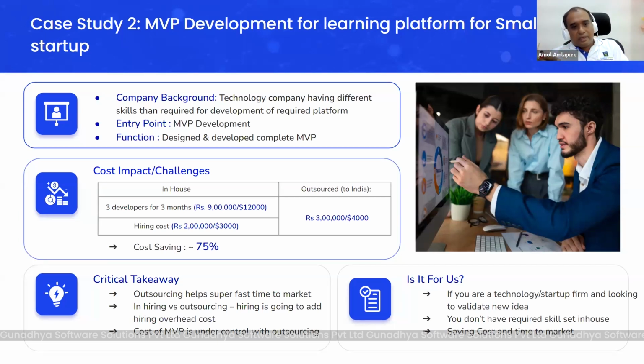So is this case for you? If you are a technology firm or a startup looking to validate a new idea with an MVP, and the required MVP skill set is not present in-house, and obviously developing the MVP with fixed cost and time to market is important, then I think you should definitely go for outsourcing of MVP development to an external firm.